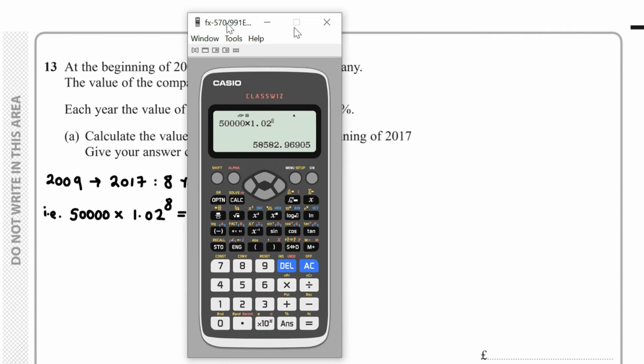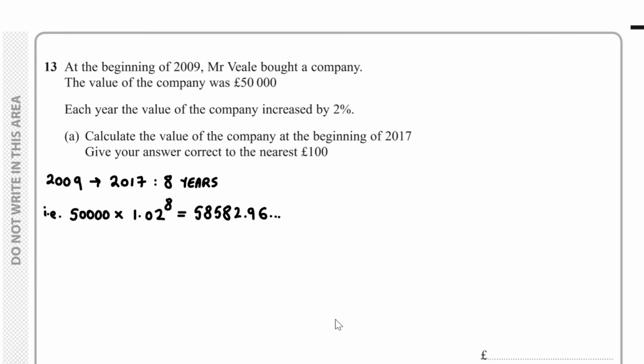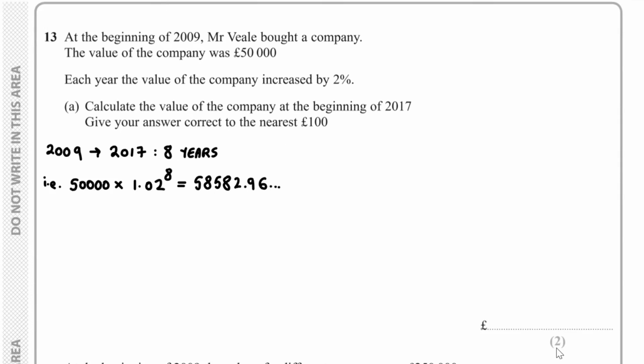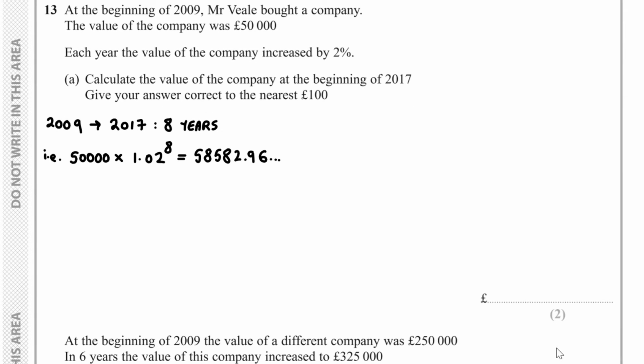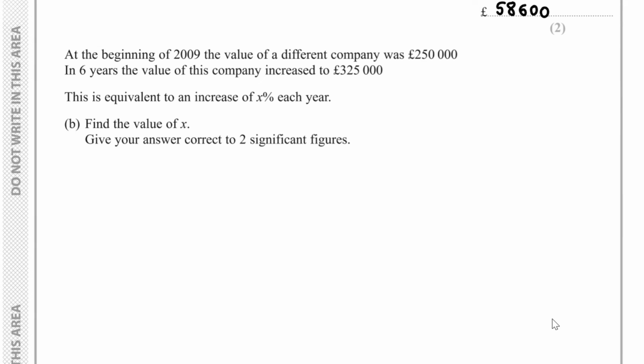It turns out here we get a value of 58582.96, etc. So to the nearest £100 we have 58600. And now for the next part of the question.